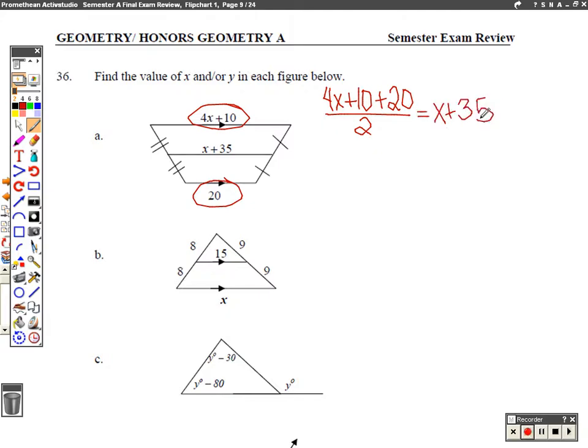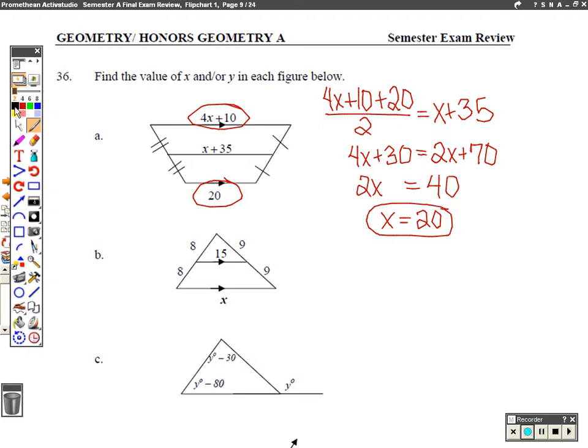To solve this problem, I first multiply both sides by 2. 4x plus 30 is equal to a distributed 2x plus 70. Move your x's to the left, you get 2x. Move this 30 to the right, and you get 40. And x, therefore, is 20.